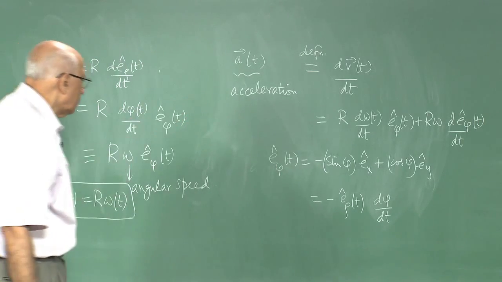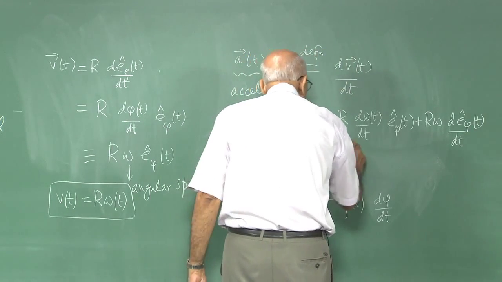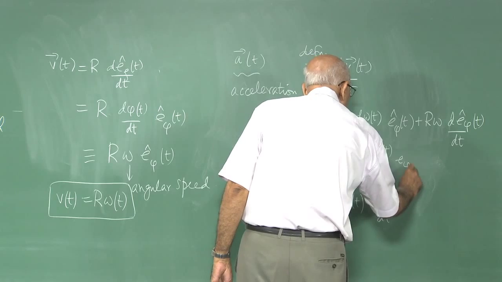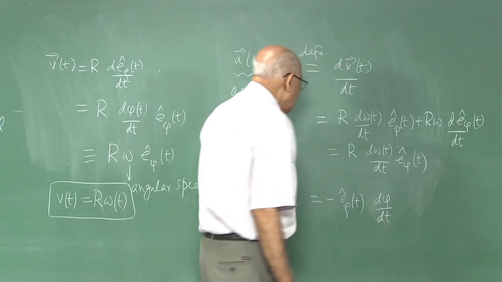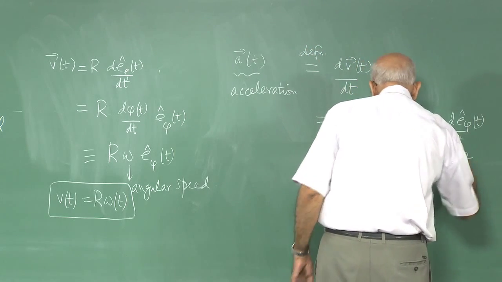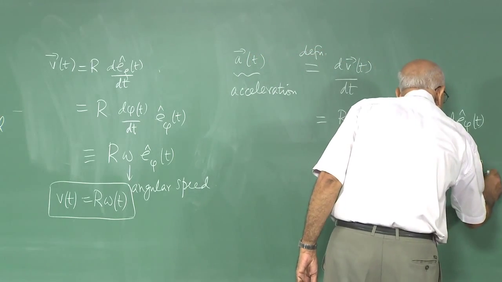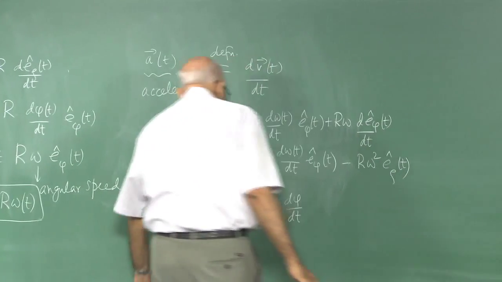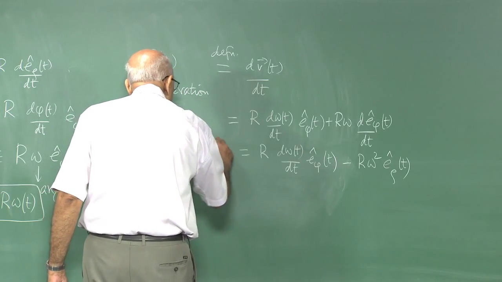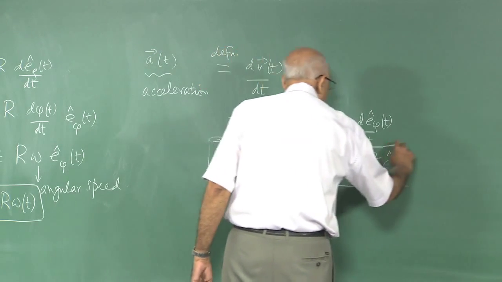So we put that in there, and this immediately tells you that you have two terms here. This is equal to R times d omega(t)/dt times E phi of t, and there was a minus sign here, so minus R omega squared, because there is another omega from this quantity, times E rho of t. So that is our final answer for the general acceleration of a particle moving in a circular path.